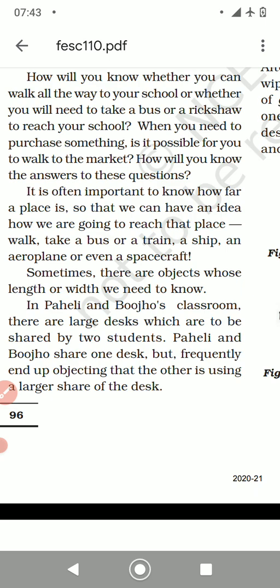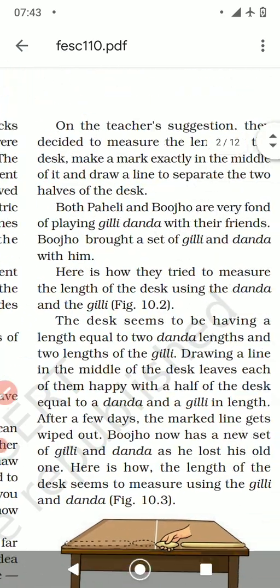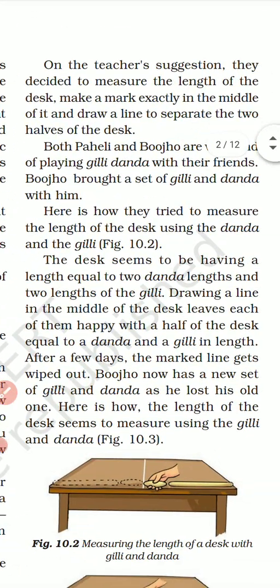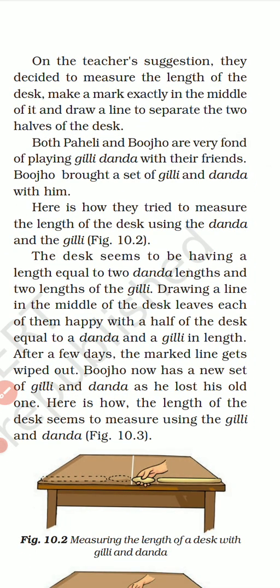In Paheli and Bujo's classroom, there are large desks which are to be shared by two students. Paheli and Bujo shared one desk but frequently ended up objecting that the other is using a large share of the desk. Now also children, you all complain, no, he's taking more desk, he's not letting me sit. So on the teacher's suggestion, they decided to measure the length of the desk.